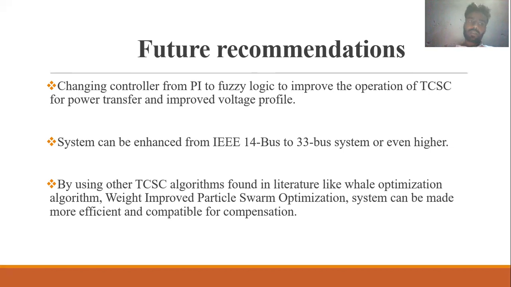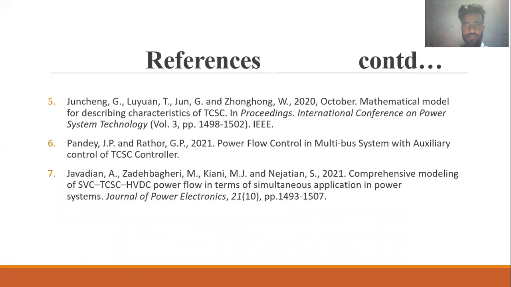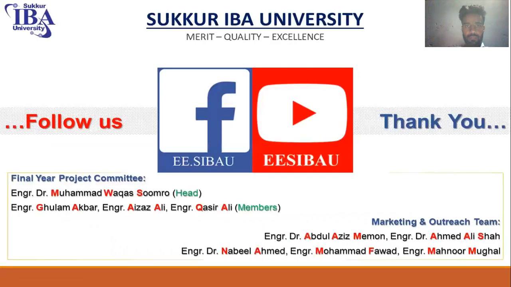Basically, it's 14, we can increase it. Obviously, we will have some troubleshooting involved. So by using TCSC we can also involve some other algorithms like whale optimization algorithm, particle swarm optimization, and more efficient and compatible compensation we can do by using these algorithms. So these are the references that we have followed in presenting this.